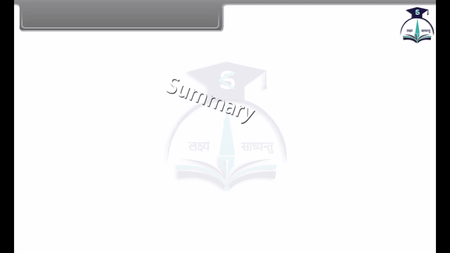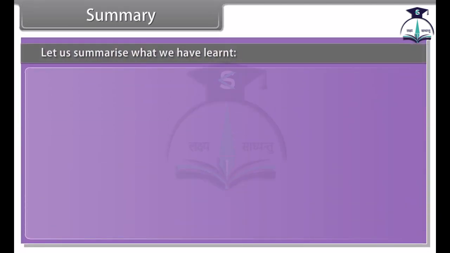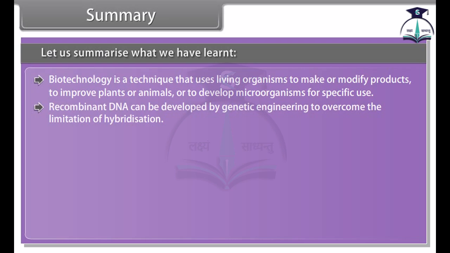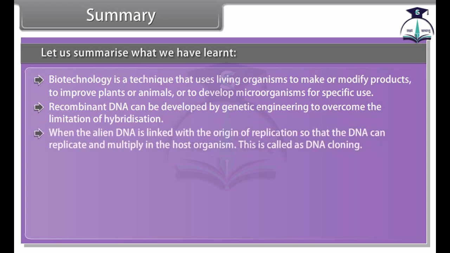Summary. Let us summarize what we have learned. Biotechnology is a technique that uses living organisms to make or modify products to improve plants or animals or to develop microorganisms for specific use. Recombinant DNA can be developed by genetic engineering to overcome the limitation of hybridization. When the alien DNA is linked with the origin of replication so that the DNA can replicate and multiply in the host organism, this is called DNA cloning.